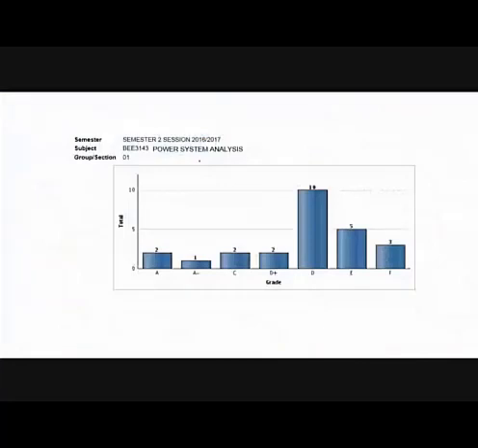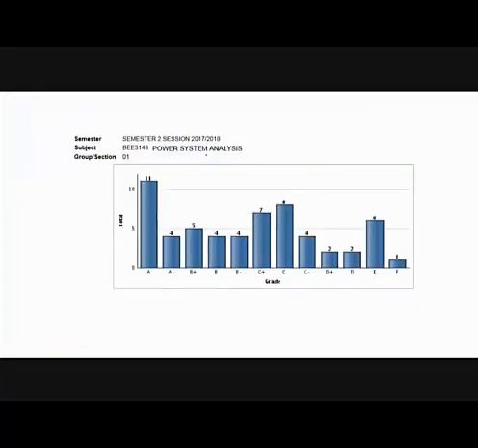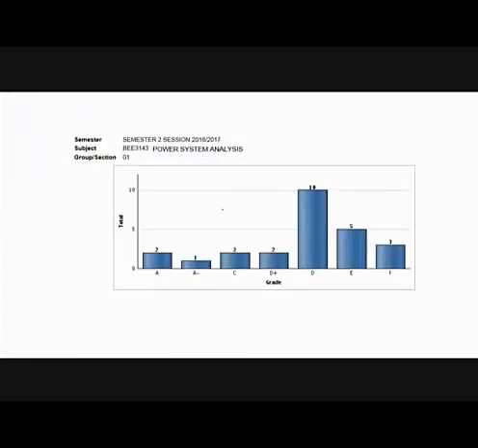This is the previous result. This has been shared by the previous lecturer, so I just show it to you now. This is the result from semester 2, session 2016/2017, for the power system analysis subject. 3 students failed, and 2 students scored.